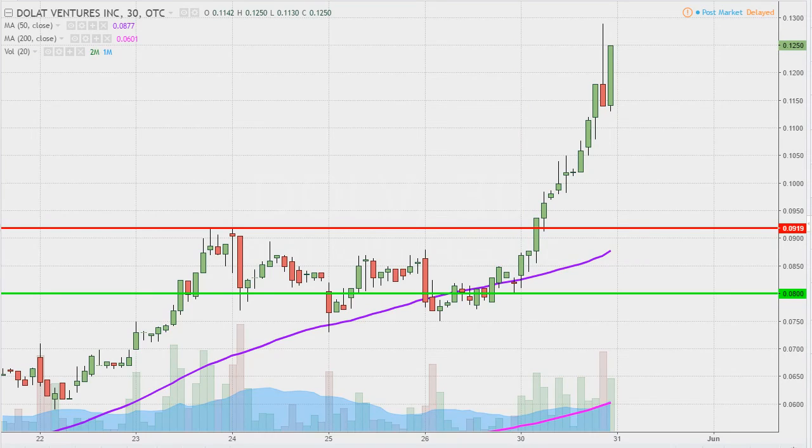Don't mean to state the obvious, but I will anyways. Very, very nice move here on the chart. I've done this analysis before, so that's where these red and green lines are coming from. Case in point, and the main one, this red line right here, which I've talked about.